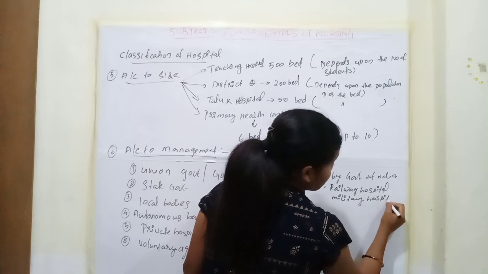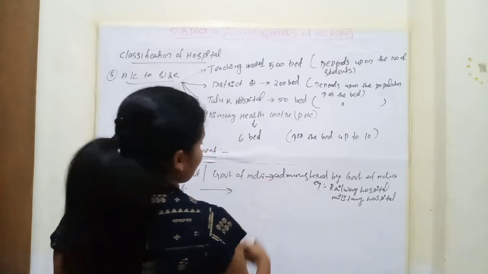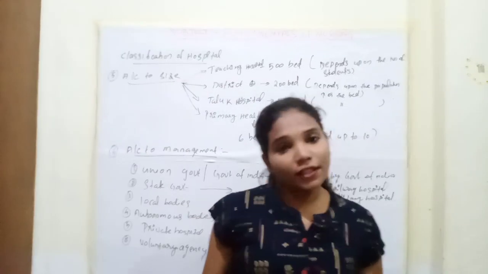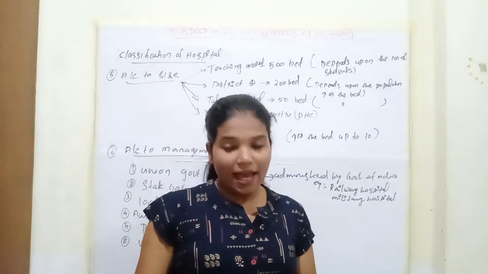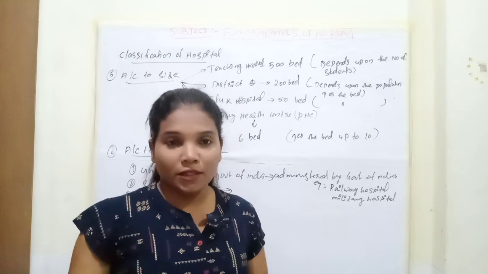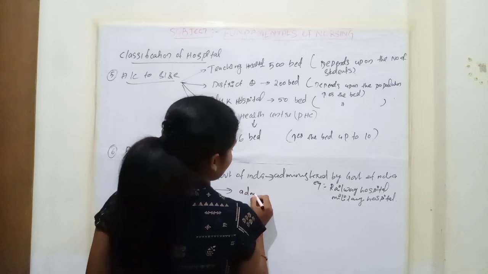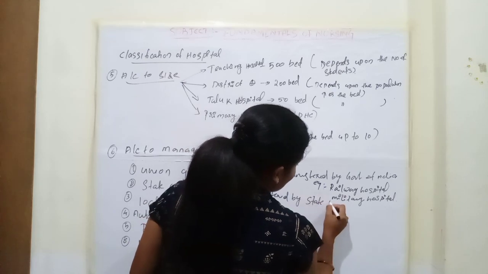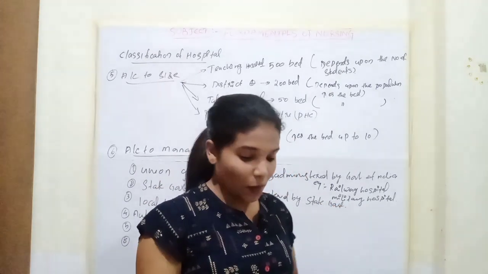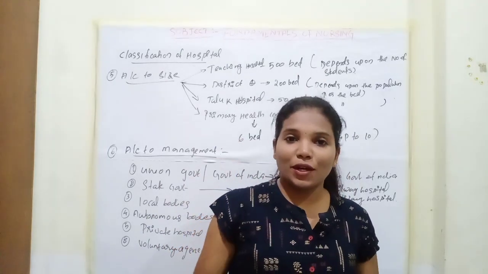Okay, so that is the government of India. The next one is the state government. The state government means that the hospital is controlled by or administered by the state government. As we have government hospitals in our state, those are administered by or controlled by the state government. State government hospital, irrigation, police, and all have their own state government hospitals.